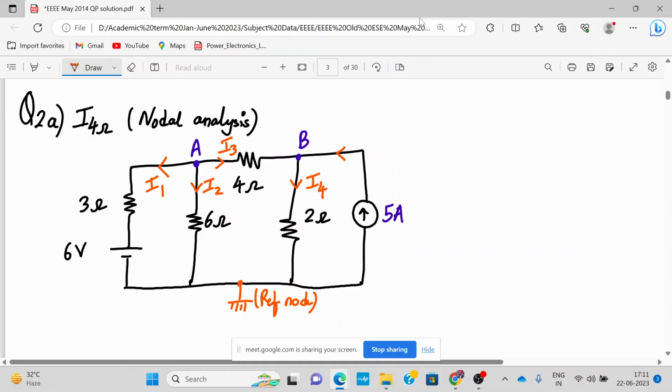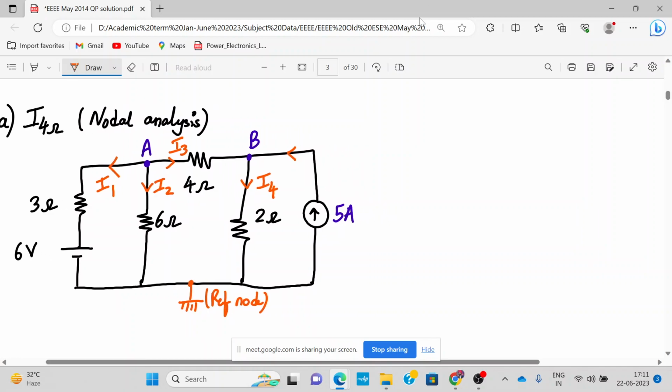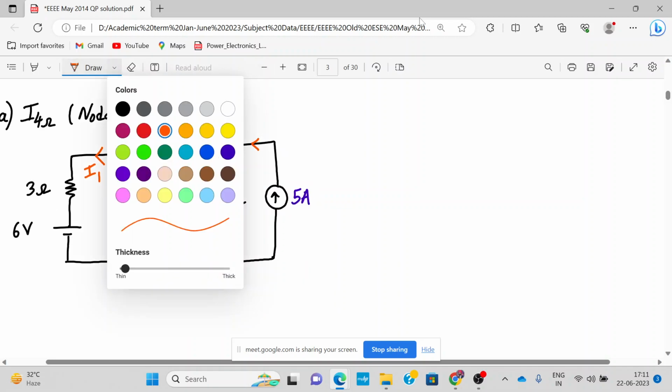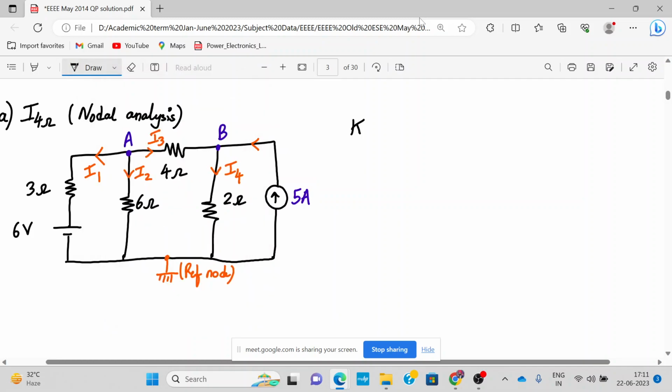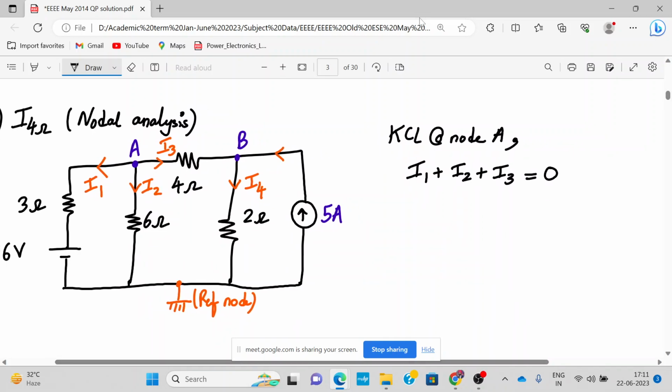So let's start applying KCL. You have to apply KCL or KVL? KCL, right? In a node. So we'll apply KCL at node A. Can you tell me what is the KCL at node A? All are outgoing currents. So can we write I1 plus I2 plus I3 is equal to 0? Everyone understood what we have done?